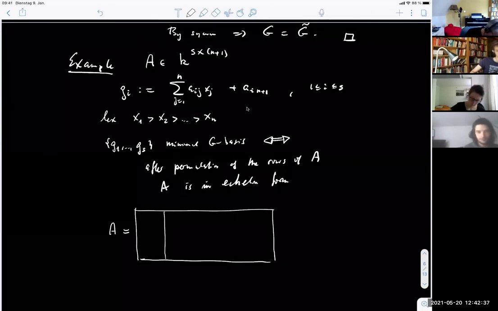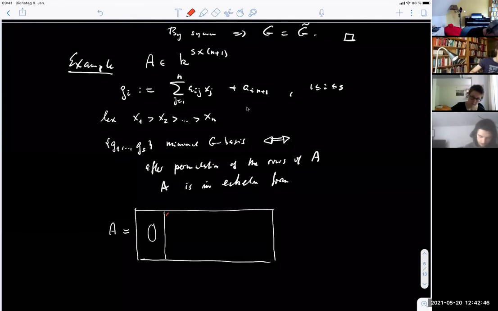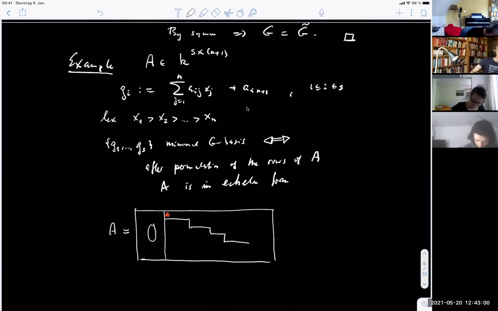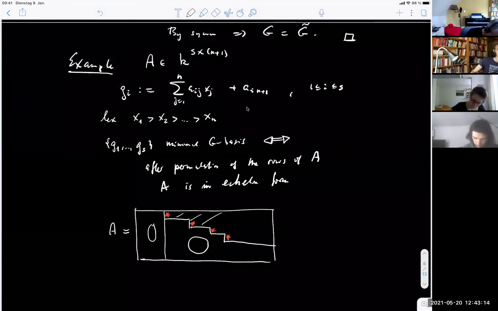Maybe I have just zeros here, nothing happens. But then here, I make a cross, it's a non-zero element. And then there is something, maybe it goes like that. So here everything is zero. At the corners I have the non-zero elements. And above, for the moment, I don't care about anything. So this is this echelon form.